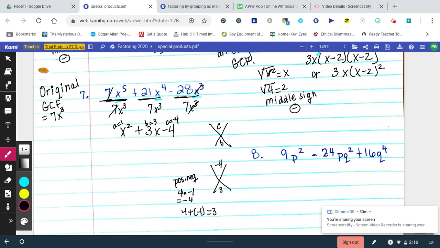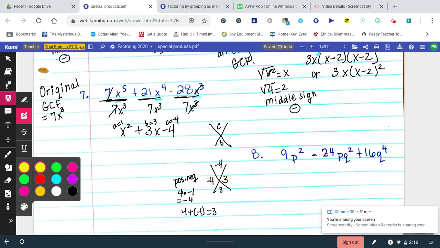I put this problem on here because I wanted to see if you are determining whether or not these are perfect square trinomials, and also if you could switch gears and go back to a previous lesson and use what we've learned. Okay, so what goes in the sides of the x? Negative 4 and 3. You do not need to use those numbers on the sides of the x to rewrite the middle.